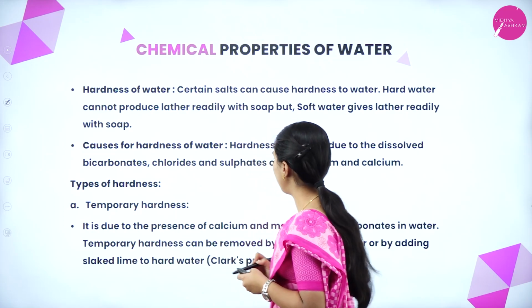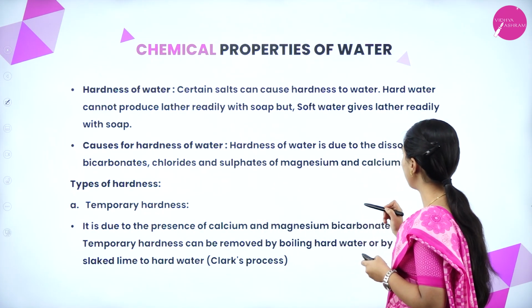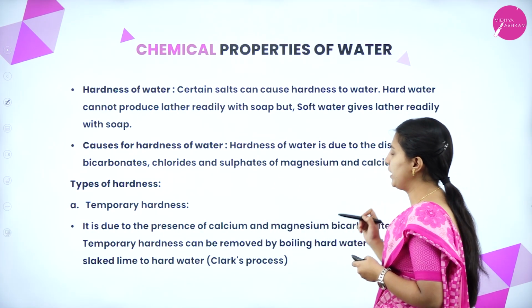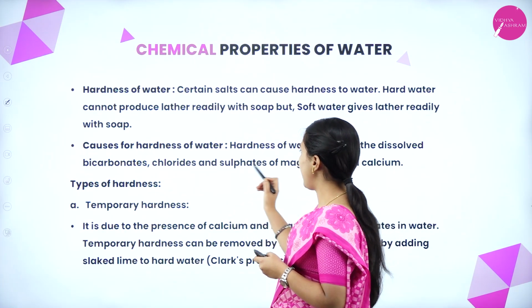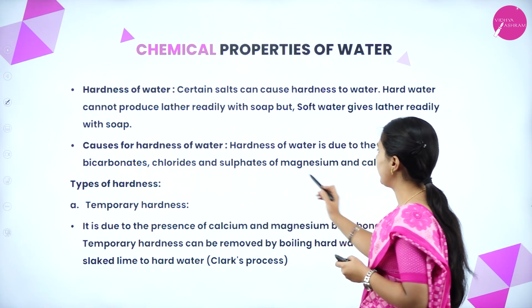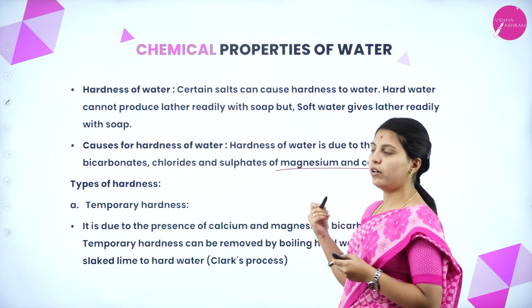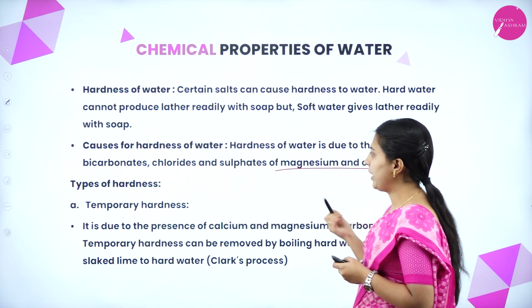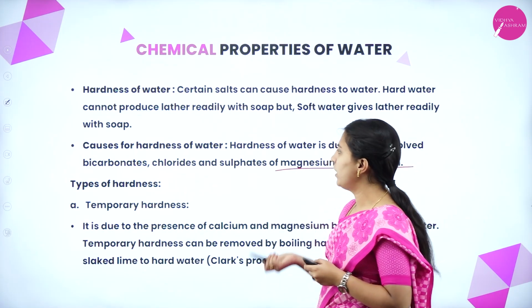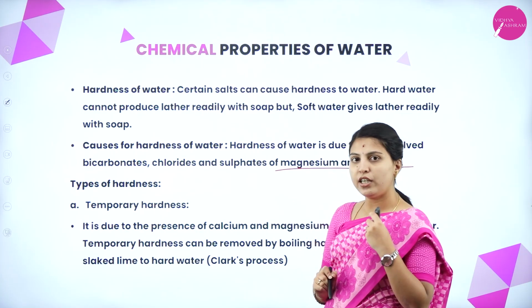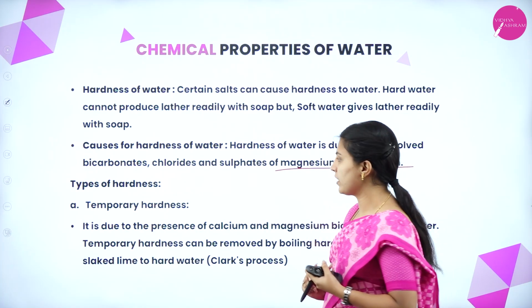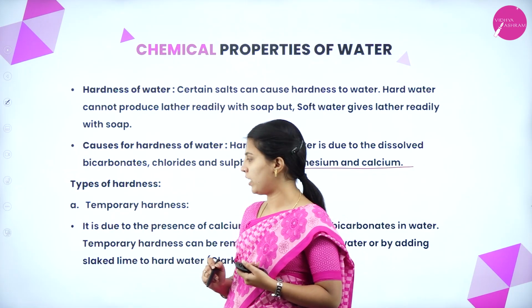Causes of hardness of water. Hardness of water is due to the dissolved bicarbonates, chlorides and sulfates of magnesium and calcium. Okay, magnesium and calcium bicarbonates, chlorides and sulfates will cause hardness. There are two types of hardness, that is temporary hardness and permanent hardness.